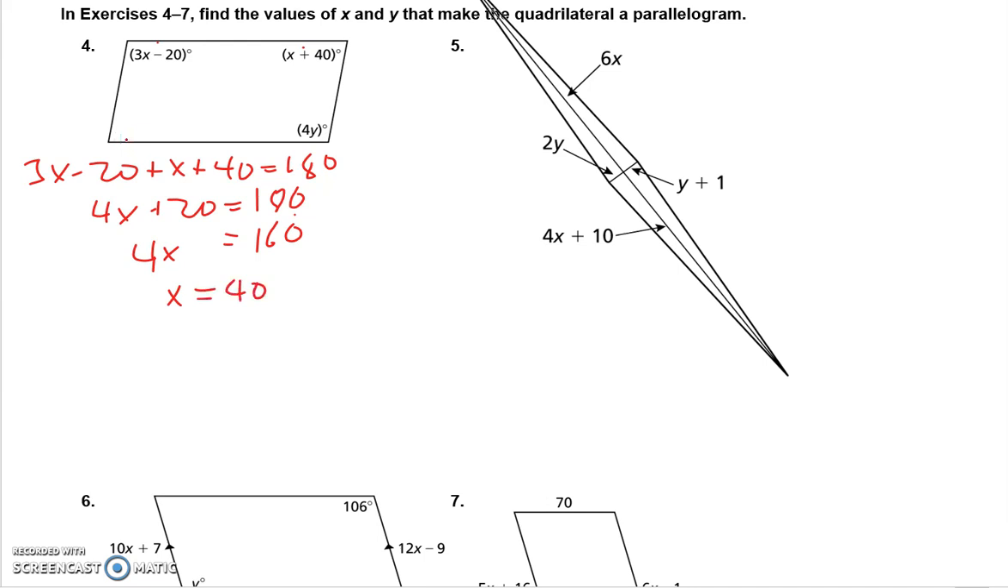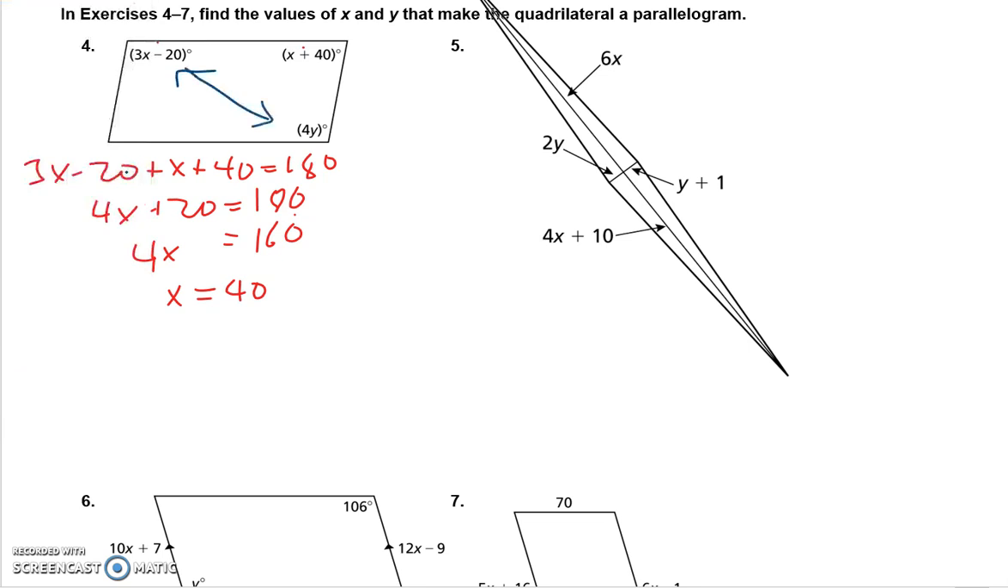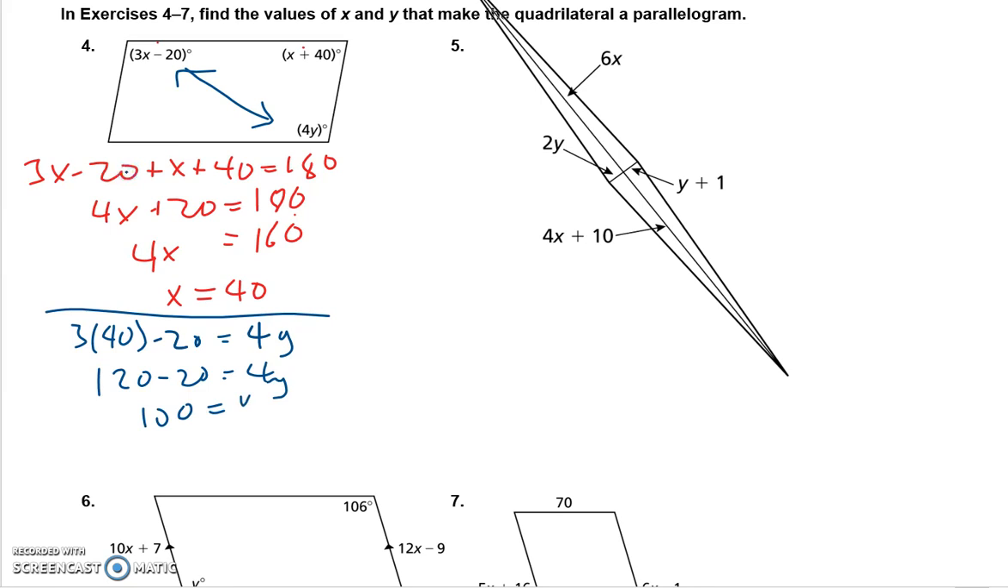Then same thing, well, you can do this other one differently. You can say that these two are equal. So x is 40, so 3 times 40 is 120. So 3 times x, which is 40, minus 20 equals 4y. So 120 minus 20 equals 4y. And then 100 equals 4y, which means 25 equals y.